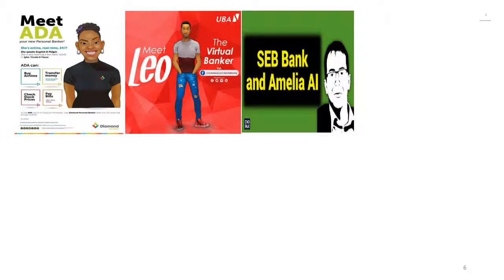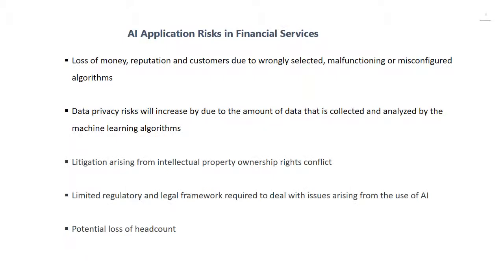There are so many companies. These are some examples of how financial institutions are using AI. For example, Diamond Bank in Nigeria launched Ada, which is a chatbot. You can use it to buy airtime, transfer money, check stock prices, and pay bills. Another bank, UBA, also in Nigeria and Africa, introduced the virtual banker called Leo. And SEB Bank also had Aida AI. So this is actually trending in banking worldwide.